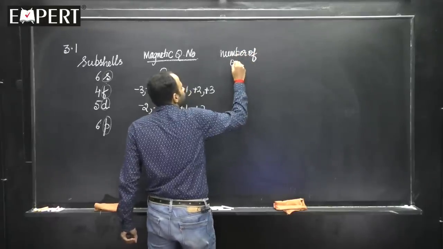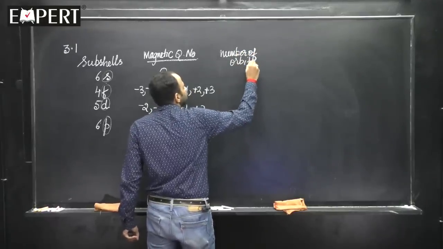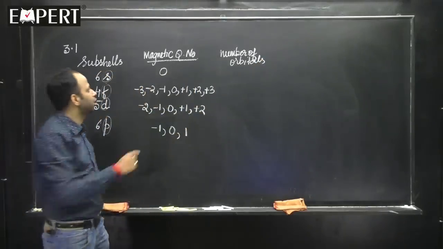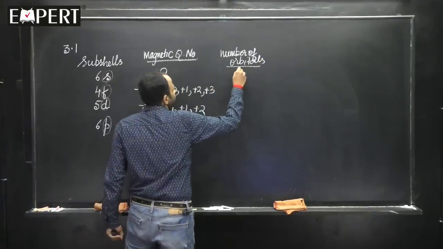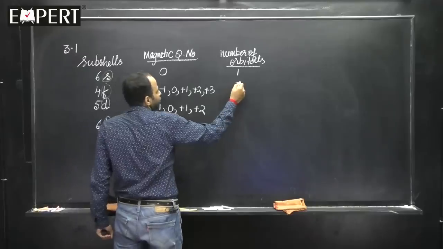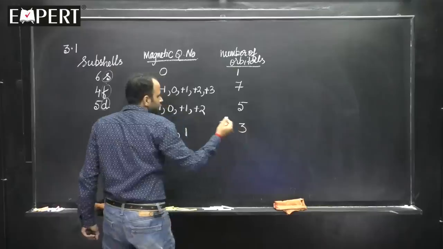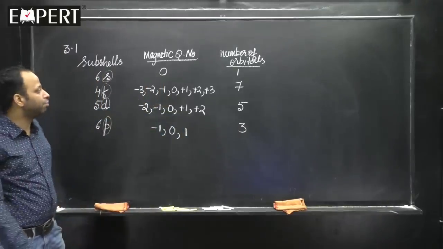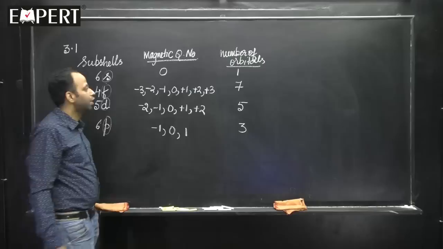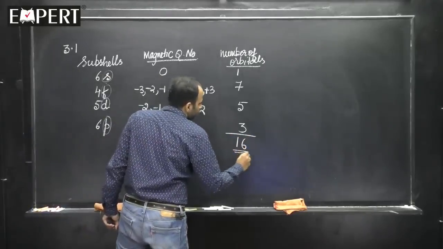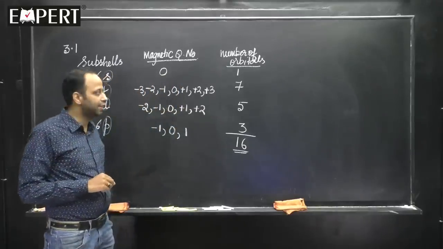Number of orbitals. So, what can I say in this case? If it is number of orbitals, here the number of orbitals will be 1, here the number of orbitals will be 7, here 5 and here 3. So, it just depends on the numbers there, how many are there, that many. So, if I add all these together, I am going to get total number of orbitals to be 16.